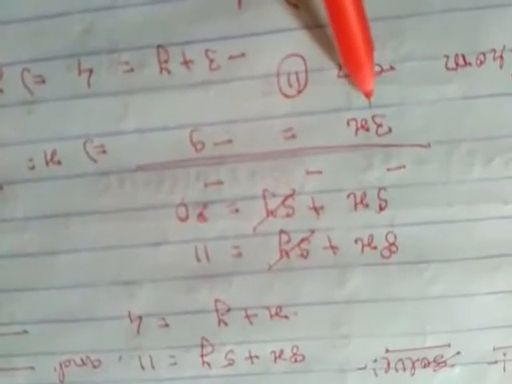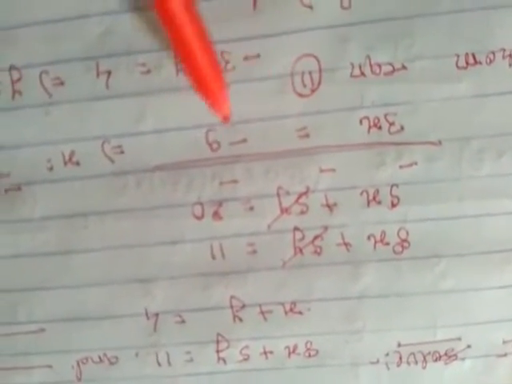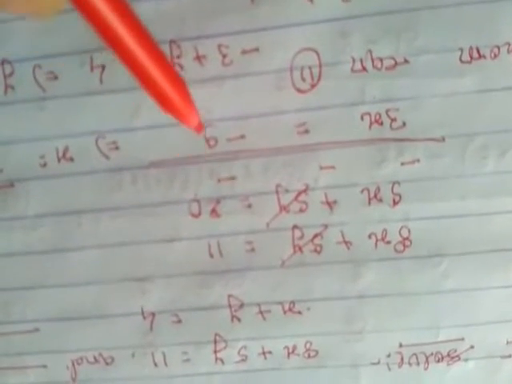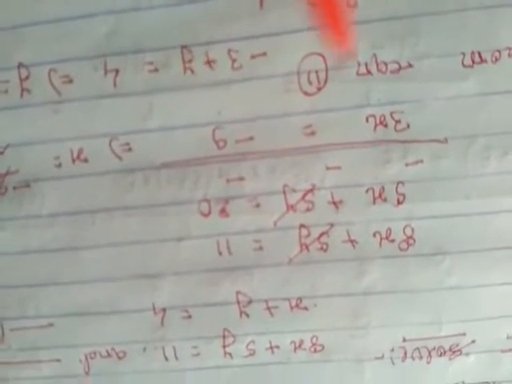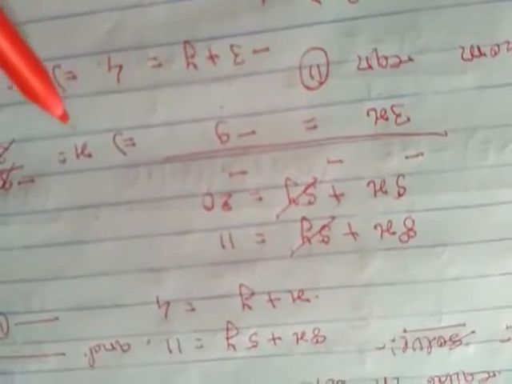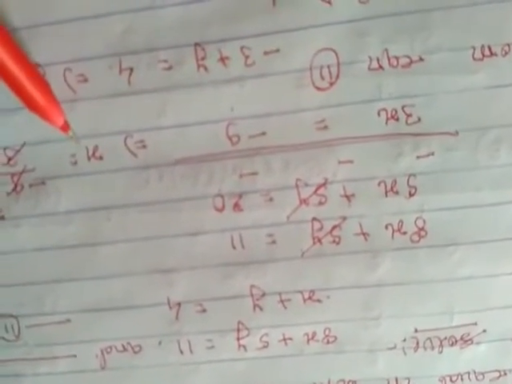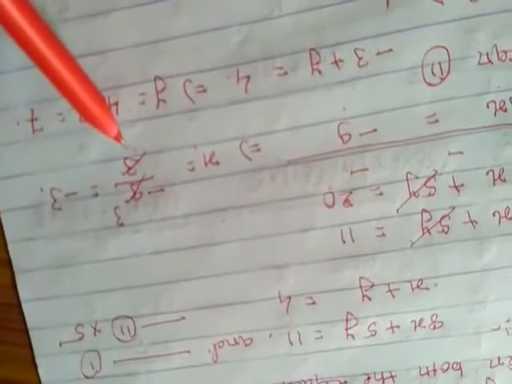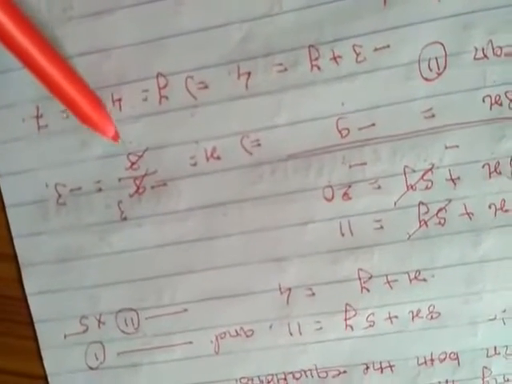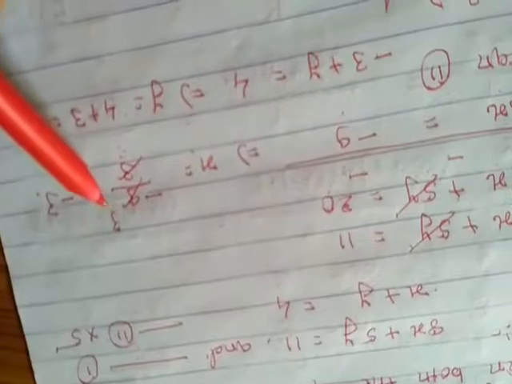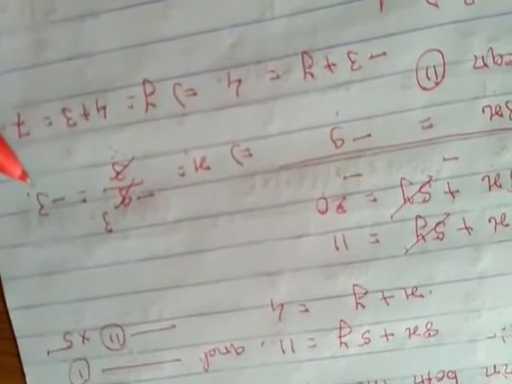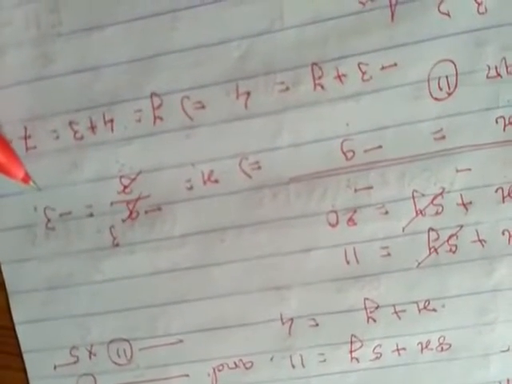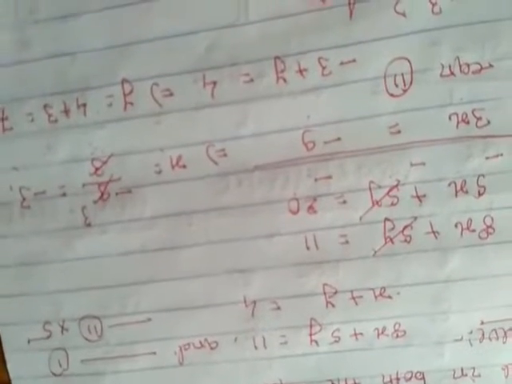So 8x minus 5x becomes 3x, and 11 minus 20 becomes minus 9. On further solution, we get the value of x equals minus 9 by 3, which is minus 3, since 3 times 3 is 9. So ultimately we have the value of x as minus 3.